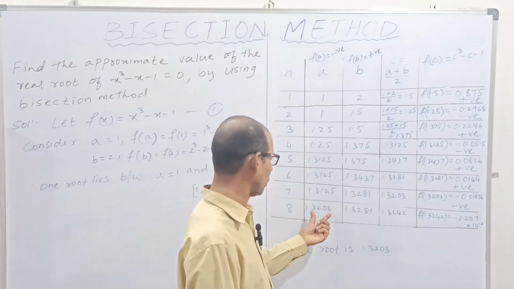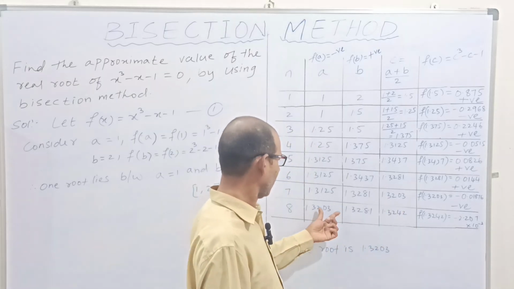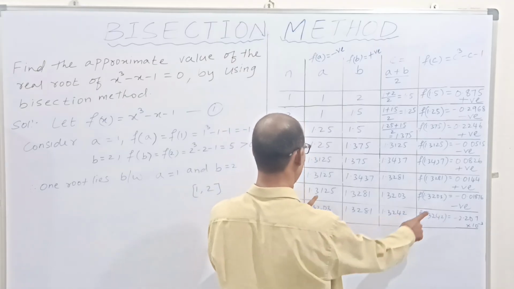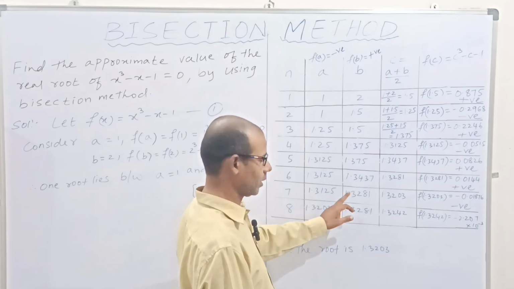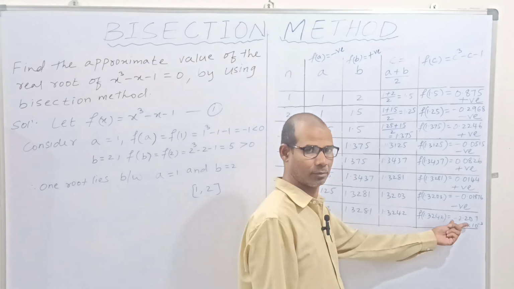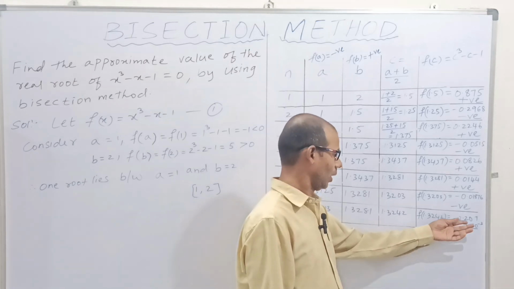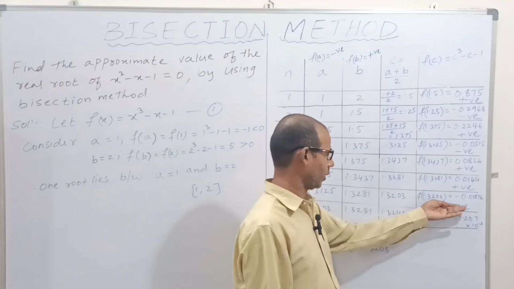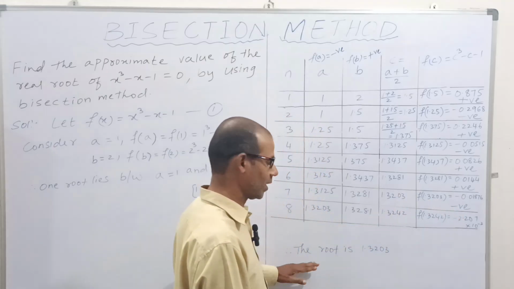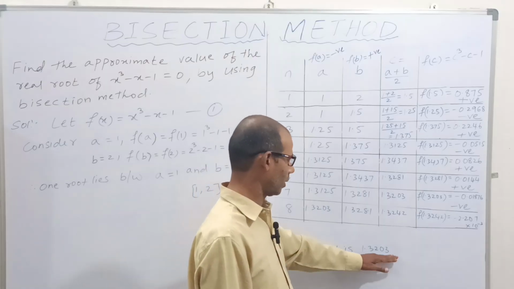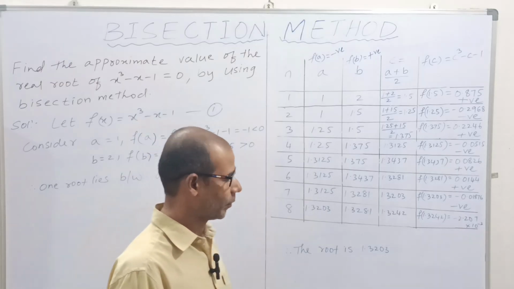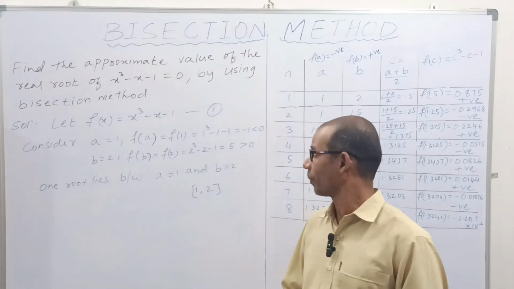So further, if you want to check and go further, since this is negative, we will replace this with this one. This one is the same. Again finding C, the function value is this one. But we can stop here itself. We got the function value almost 0 here, right? So therefore, we can say that the root is 1.320. So this is the end of our problem.